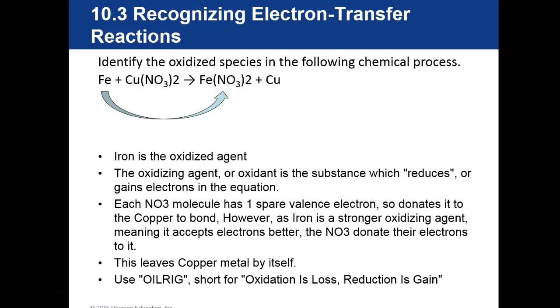The oxidizing agent or oxidant is the substance which reduces or gains electrons in the equation. Each NO3 molecule has 1 spare valence electron, so it donates it to the copper to bond. However, as iron is a stronger reducing agent, the NO3 donate their electrons to it. This leaves the copper metal all by itself. We can use OIL RIG, which is short for oxidation is loss, reduction is gain.